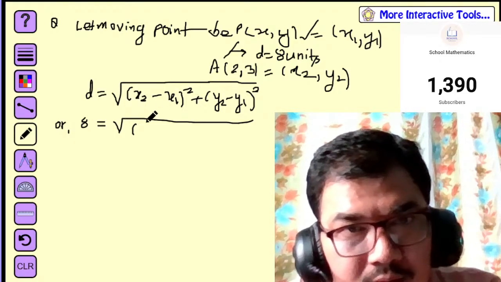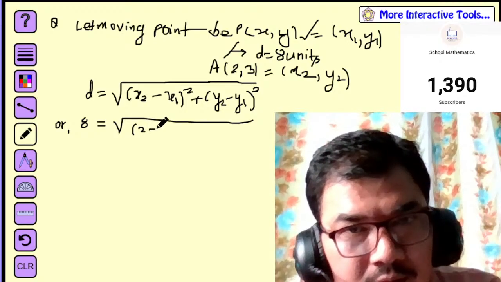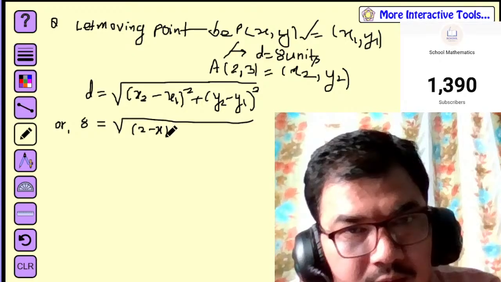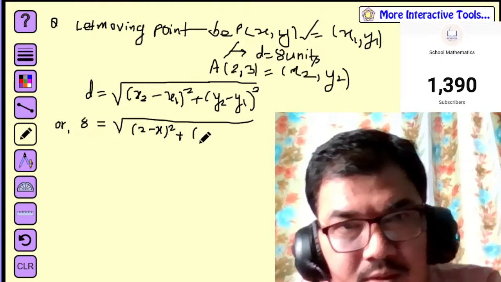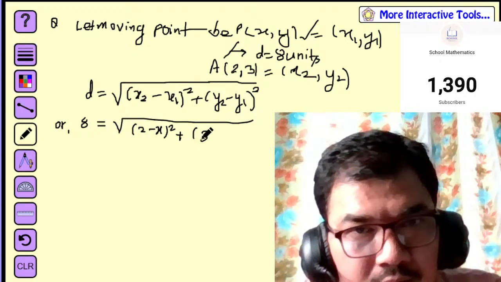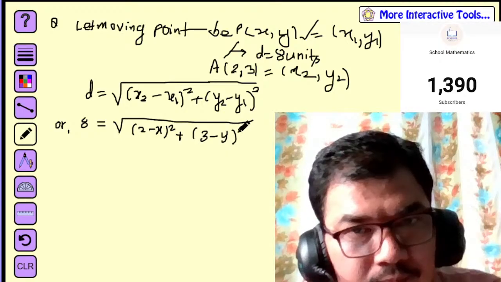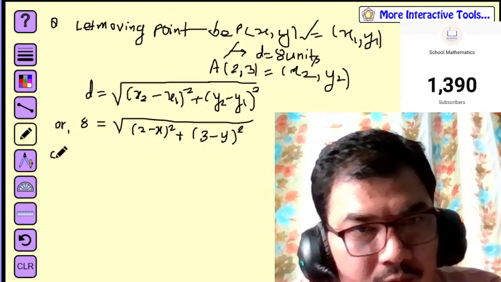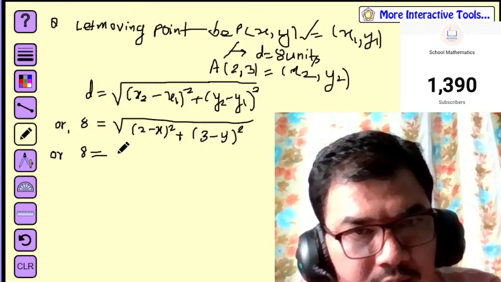Then what will be here? This will be (2 minus x) whole squared plus (3 minus y) whole squared. When we square both sides, the square root will be cancelled. We'll do that later. Let's open this formula first.